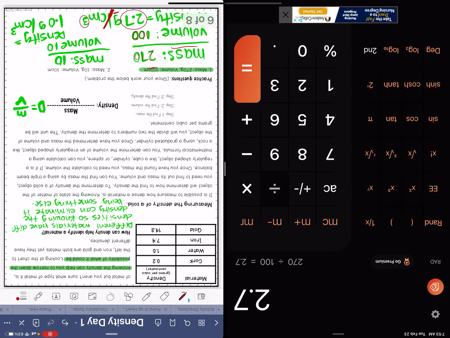All right, now next we are going to look at the mass, 10 grams. Mass is 10 grams. And then the volume is 10 cubic centimeters. All right, so remember density equals M over V. The mass is 10 and the volume is 10. So we would say 10 divided by 10. All right, 10 divided by 10 is 1 gram per cubic centimeter.